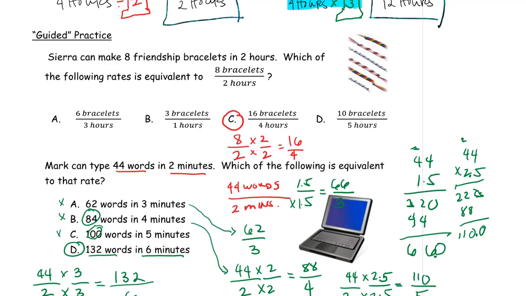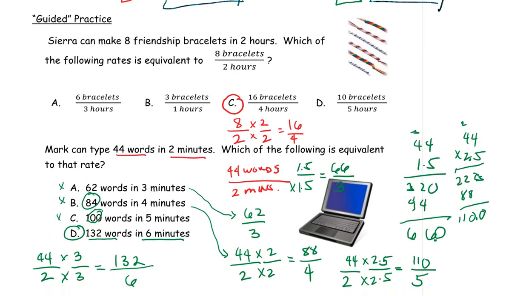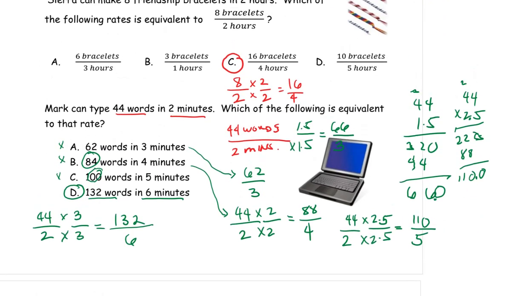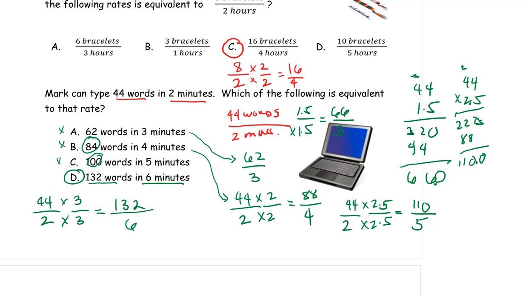So again, just remember that when you want to get the equivalent rate, you only have to multiply or divide the numerator and the denominator by the same number. So it should be the same number. Okay? Because multiplying by the same number or dividing by the same number, it's just the same thing as multiplying or dividing it by 1. And if you can remember, any number that is multiplied or divided by 1 would be the same number.